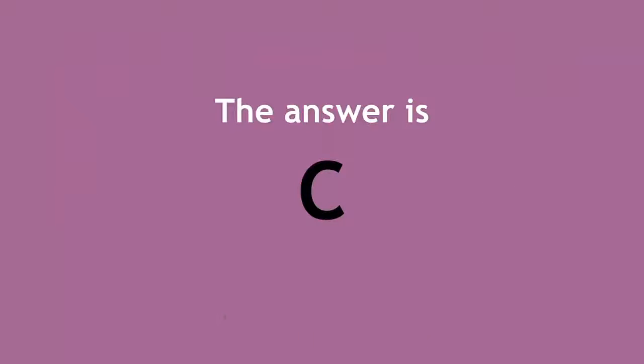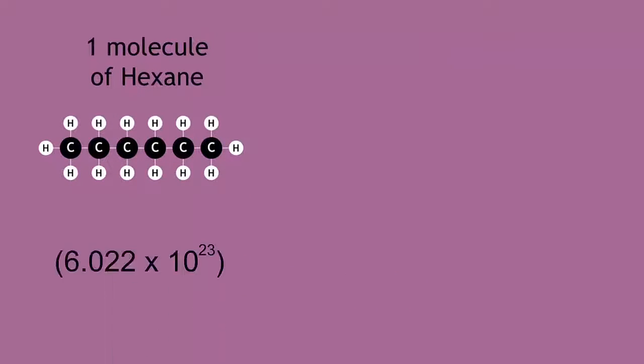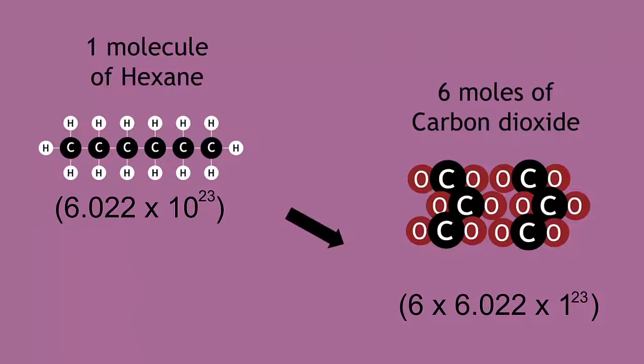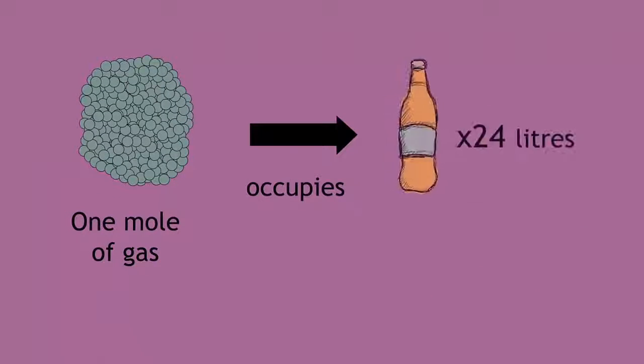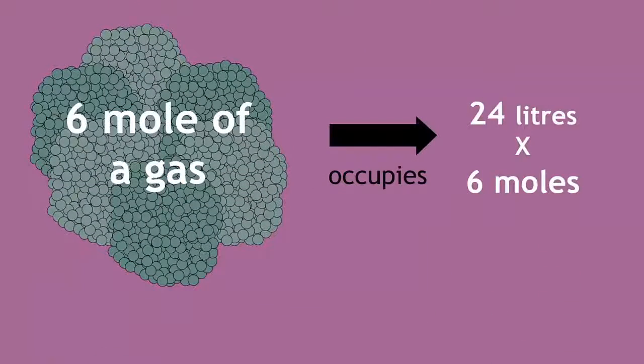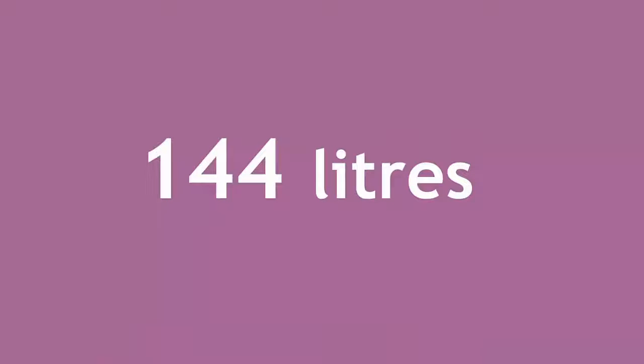The answer is C, 144 litres. This is because 1 mole of hexane produces 6 moles of carbon dioxide. So if 1 mole of a gas occupies 24 litres, then 6 moles of a gas occupy 24 litres times 6, which is equal to 144 litres.